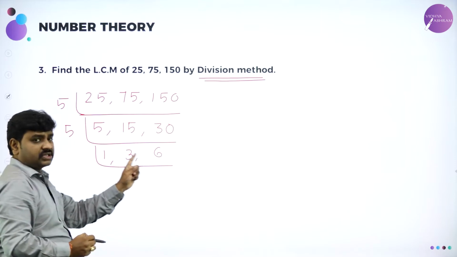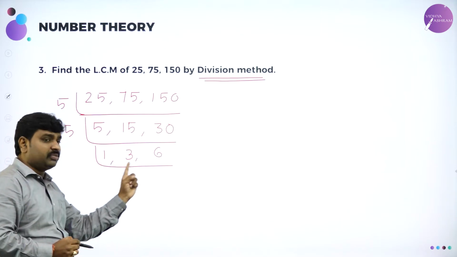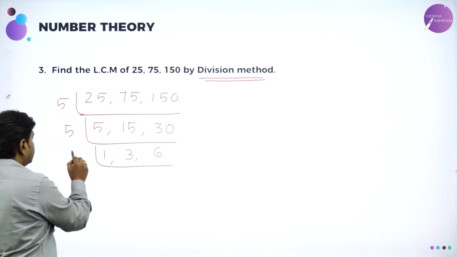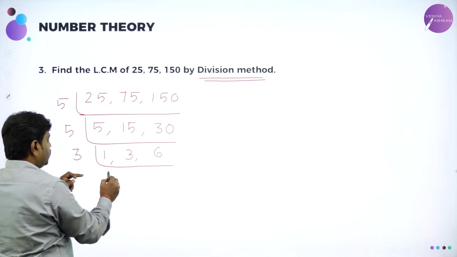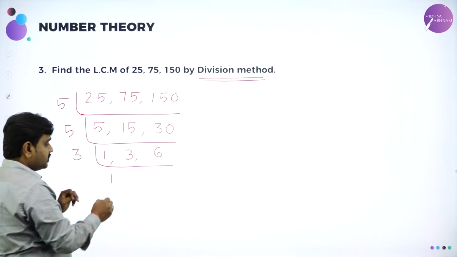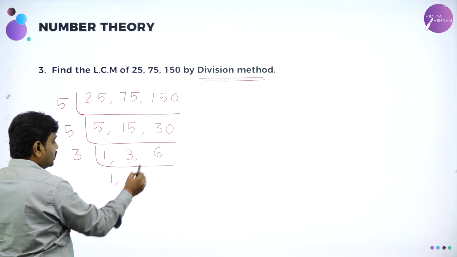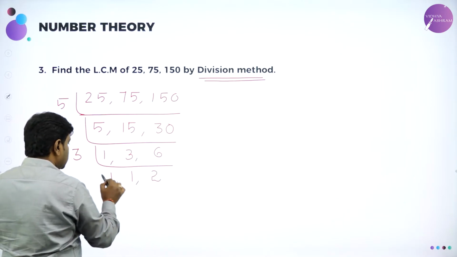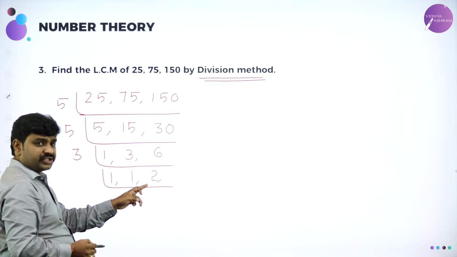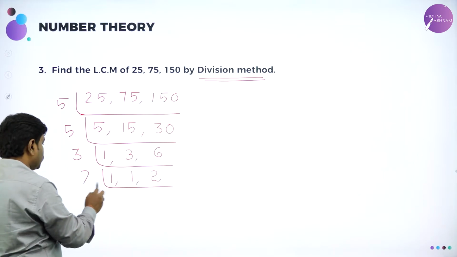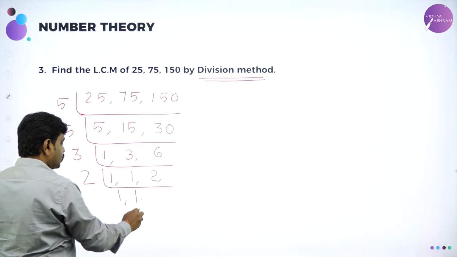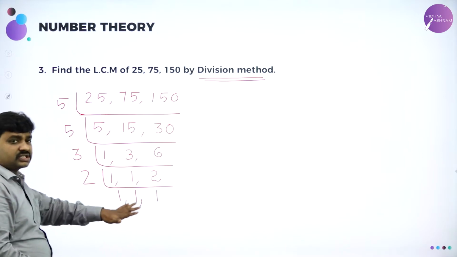Now we have 3 numbers. Out of 3 numbers, 2 numbers are divisible by 3. So I will take 3. If there is 1, carry it as it is, and 3 1s are 3, 3 2s are 6. Now I am left with only 2. 2 is divisible by the prime number 2, so divide with 2. 1 carry as it is, 2 1s are 2. So now the process stops.